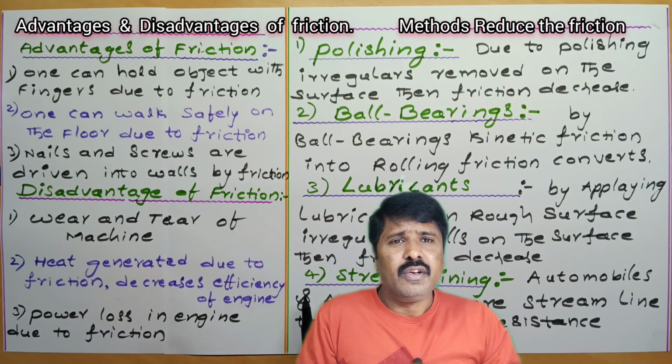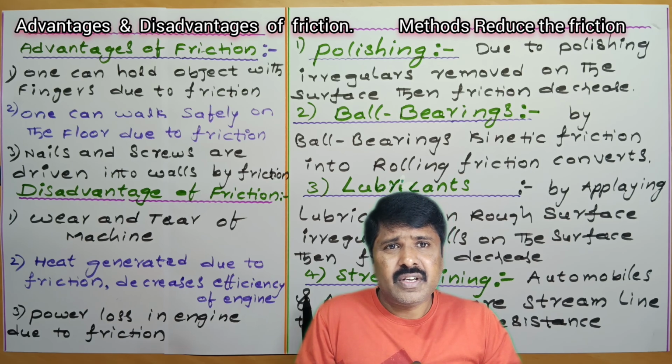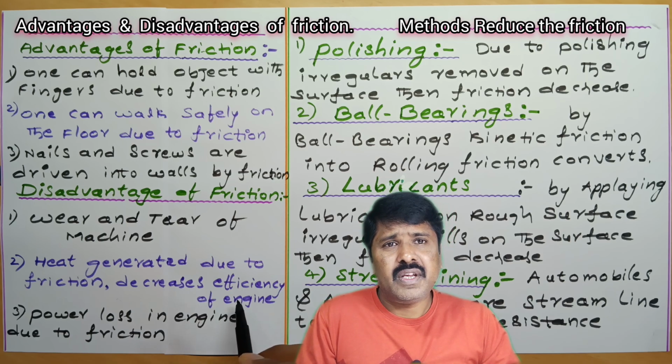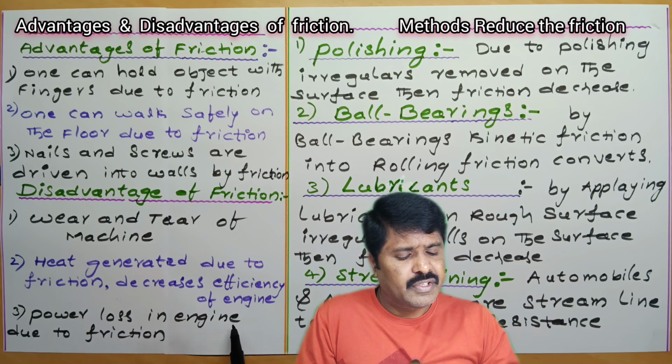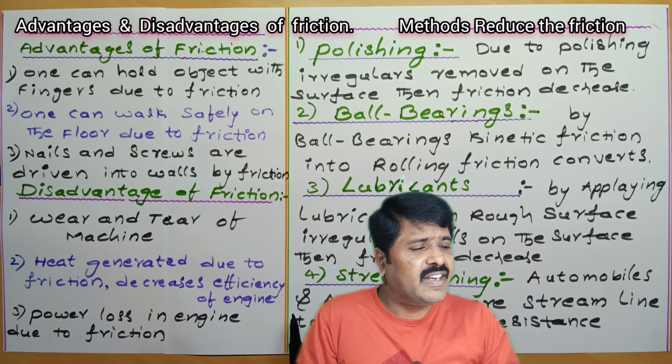In the engine, due to the friction between the plates of the engine, heat is produced, and the mechanical energy converts into heat energy. That's why the efficiency of the engine decreases. And next, power loss in the engine due to friction. Energy loss, nothing but power is also lost in the engine.